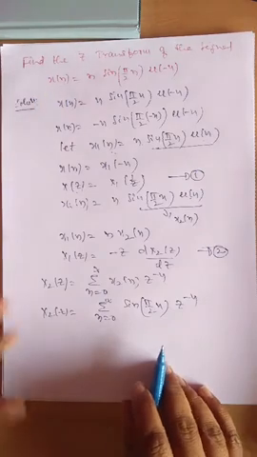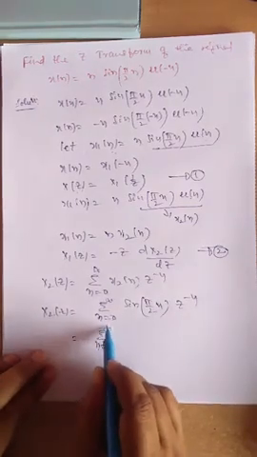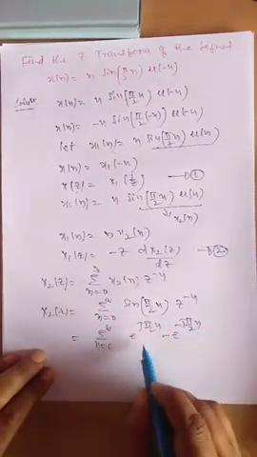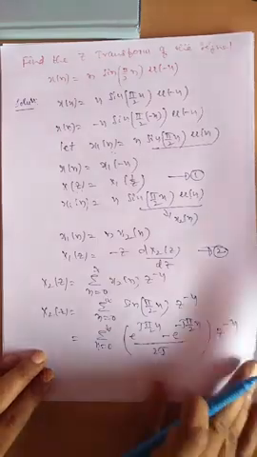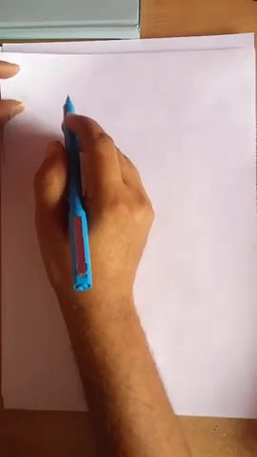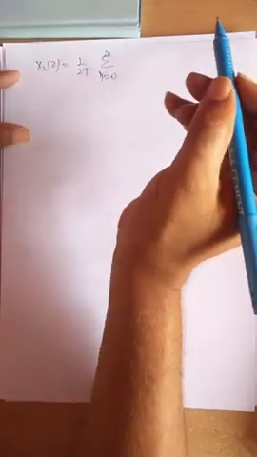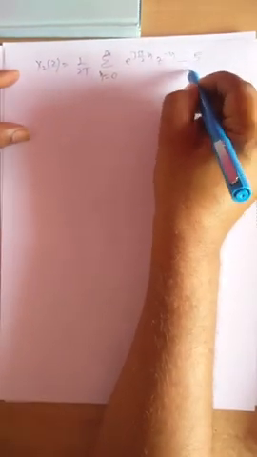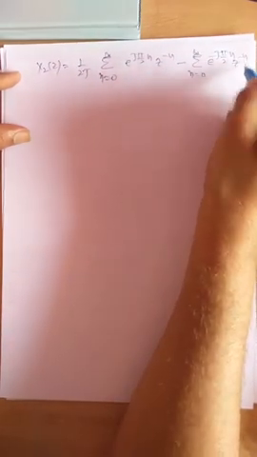Now express this sine in terms of exponential signals. You get the summation of n from 0 to infinity of e to the power of j pi by 2 into n minus e to the power of minus j pi by 2 into n, divided by 2j, into z to the power of minus n. This can be written as x2 of z is equal to 1 by 2j outside. You can write the summation of n from 0 to infinity of e to the power of j pi by 2 into n into z to the power of minus n, minus the summation of n from 0 to infinity of e to the power of minus j pi by 2 into n into z to the power of minus n.